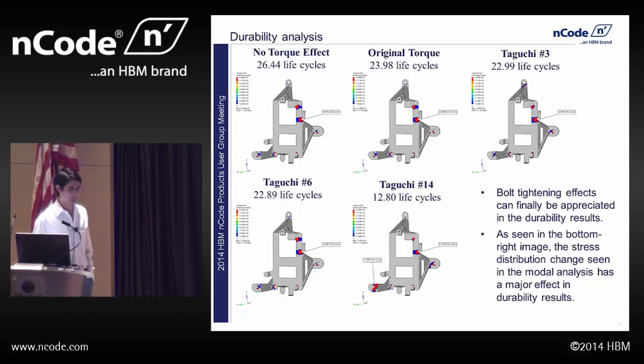So when applying the nominal torque to those bolts, the life went from 26 to 23.9. So it's a big variation. It's around 10%. And this is with real conditions. Then we ran the Taguchi experiments that don't have the real conditions, but these are for demonstration. So they go with a certain condition to 22.9 life cycles, 22.89. And the last one, the 14th run, goes to 12.8. That was the one that was giving the biggest displacement from the FRF analysis that I showed before.